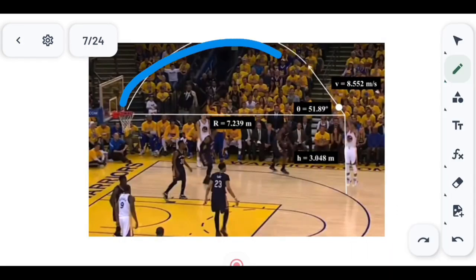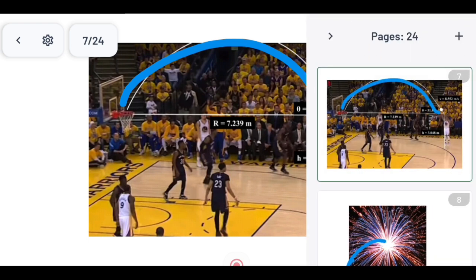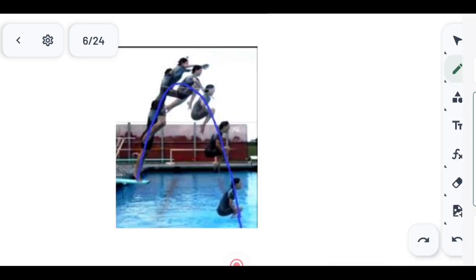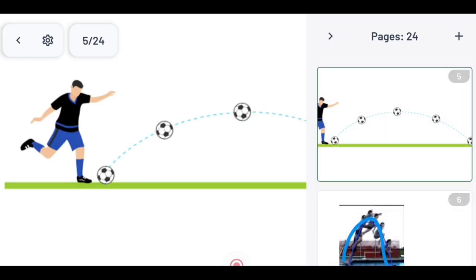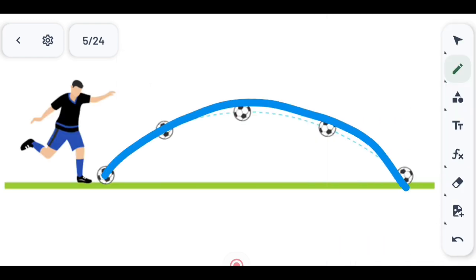And then, of course, did you know that sports science actually uses parabolic equations to calculate the accuracy of three-point shots? And then we also have the diver. Same with this. Every sport is applied with projectile motion in particular. Example of this one.